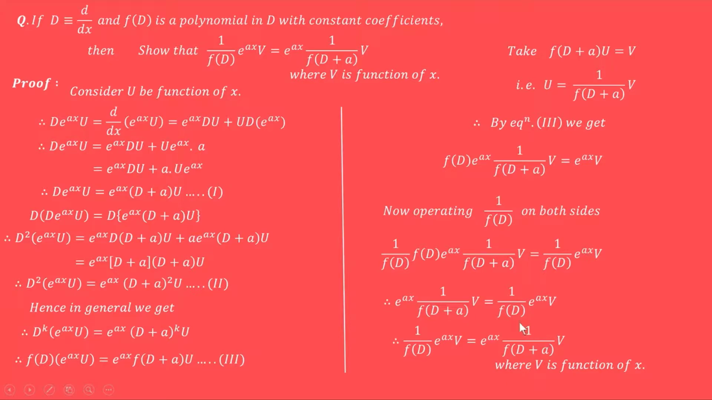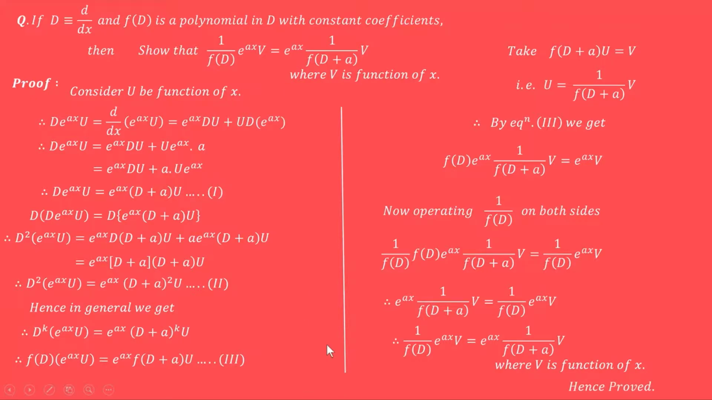Now interchange the right hand side and left hand side. So we get 1 upon f of D, e raised to x into v, is equal to e raised to x into 1 upon f of D plus a, into v, where v is a function of x. As u is a function of x, so v is again a function of x. And so we get the required result: 1 upon f of D, e raised to x into v, is equal to e raised to x into 1 upon f of D plus a, into v. So this is the proof of that important result.